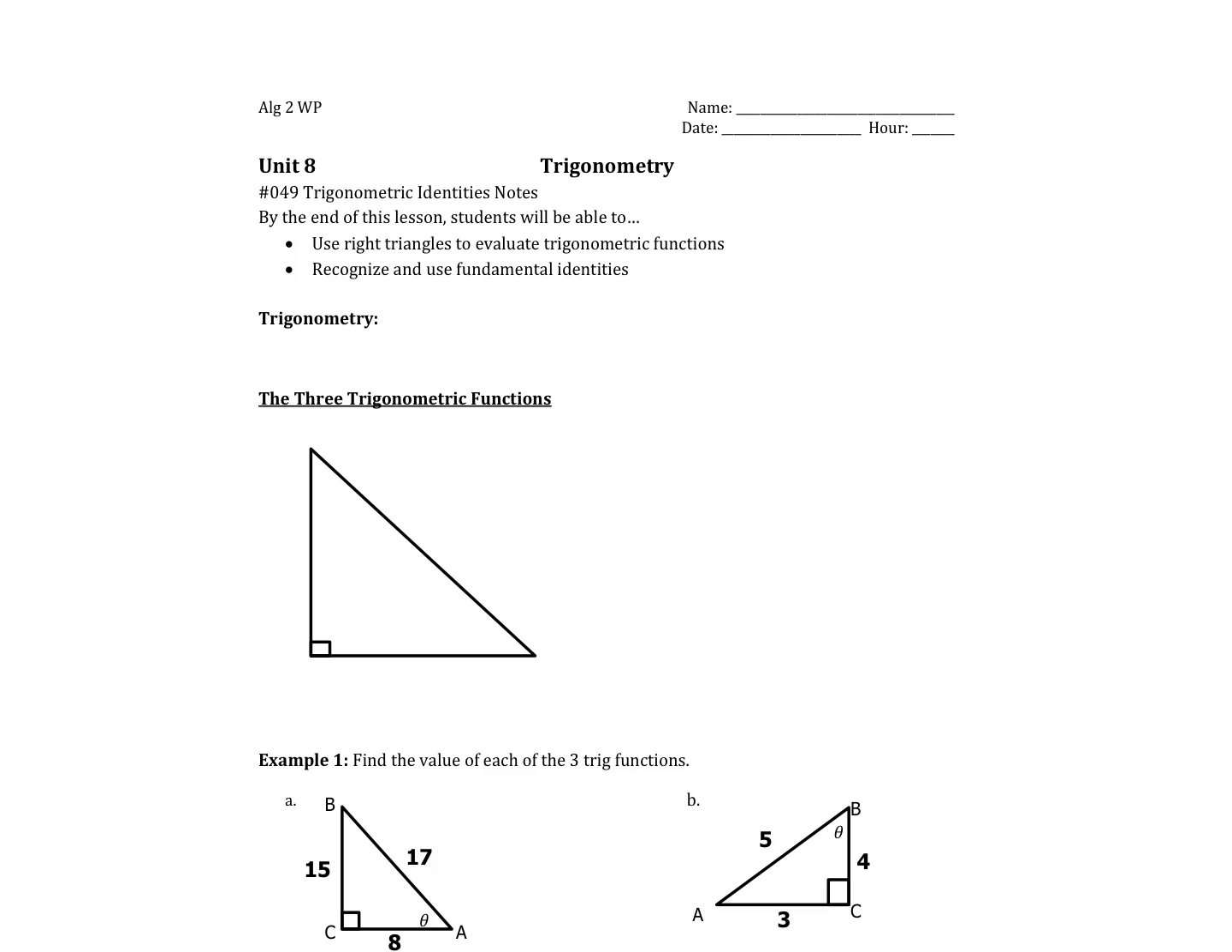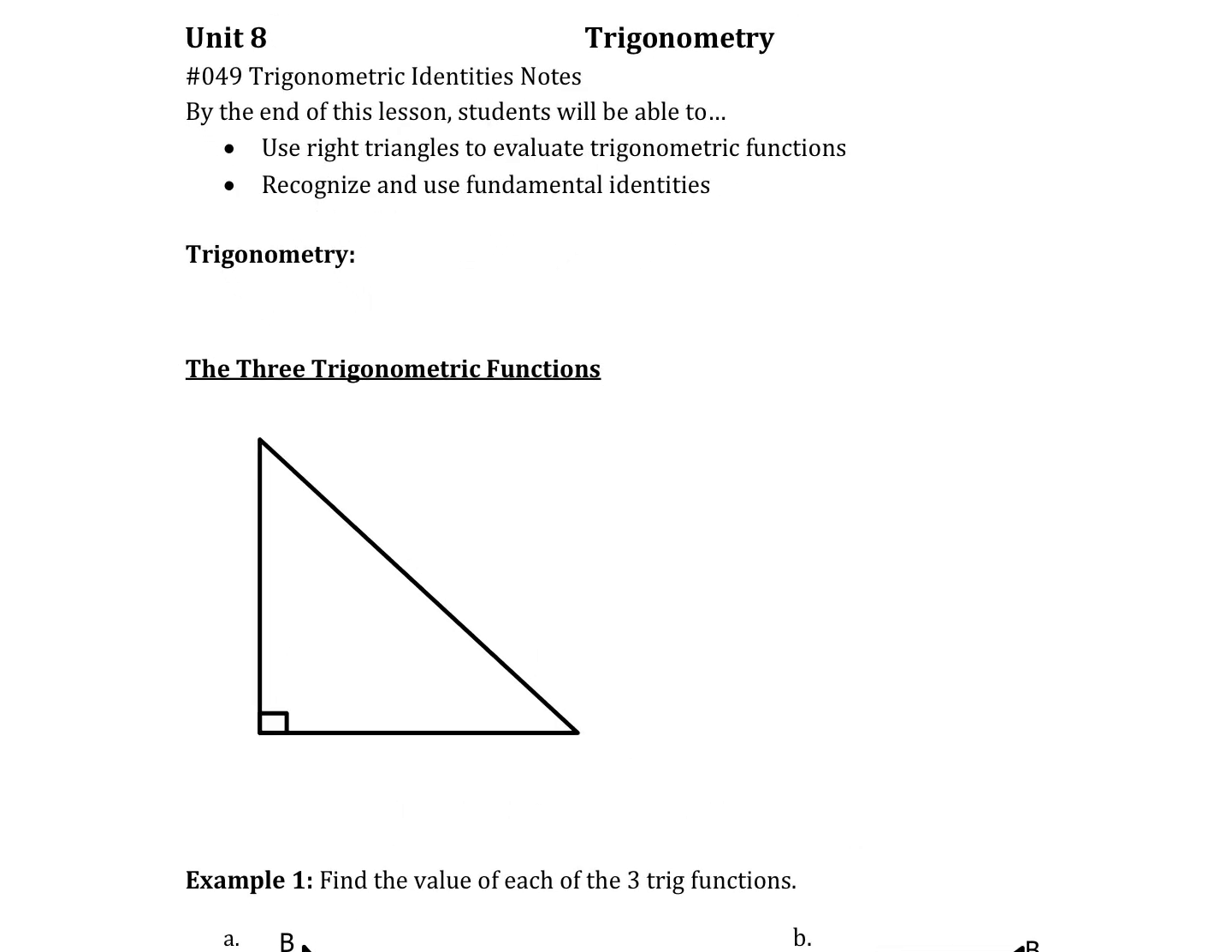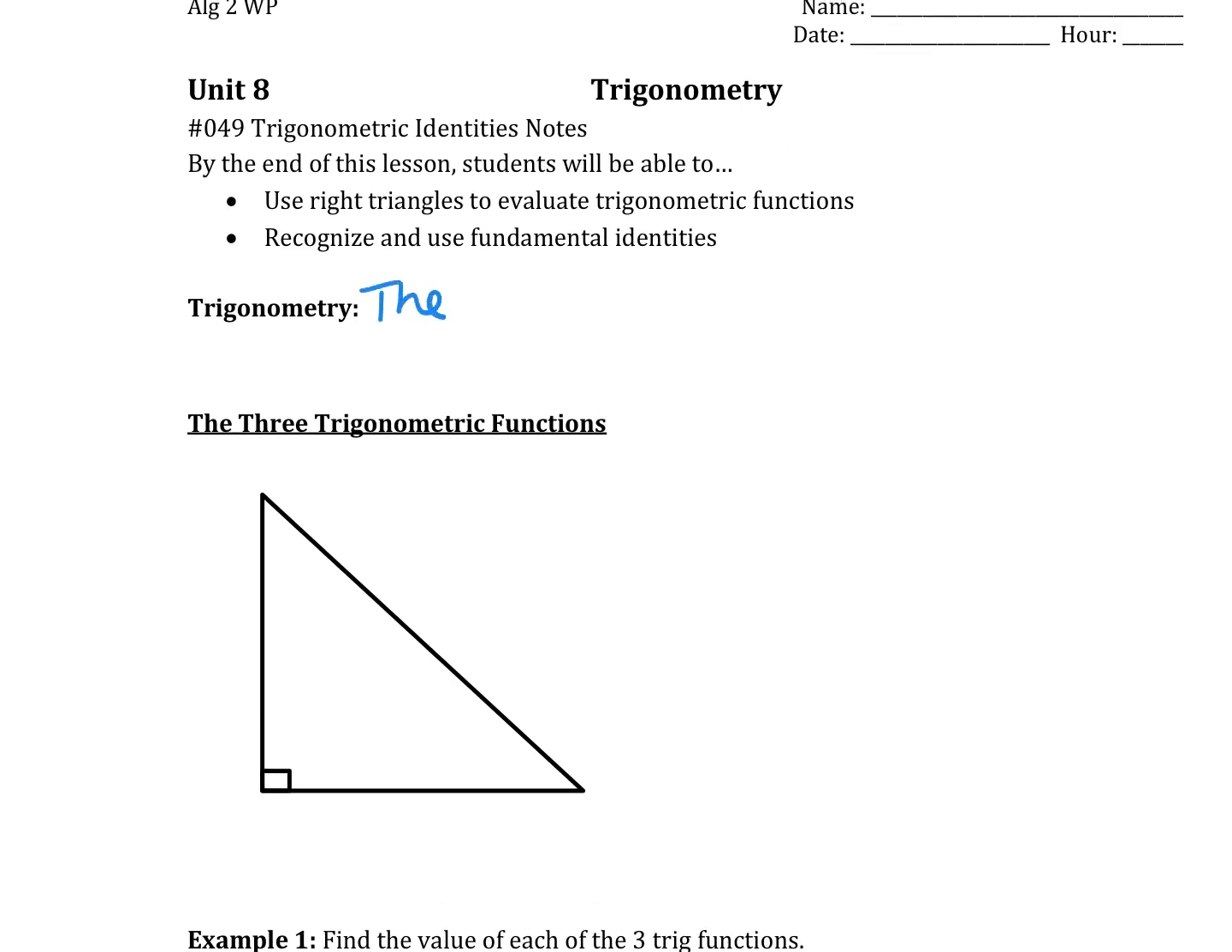Okay, so for this lesson we are moving on to trigonometry, and today we're just going to be focused on some different trig identities of right triangles. So first, just a definition here. Trigonometry is the study of the relationship between sides and angles of triangles.